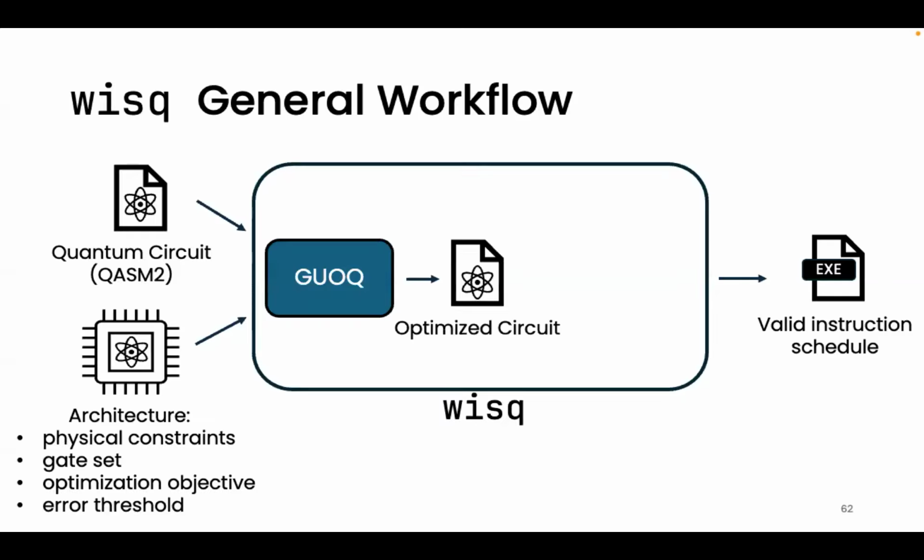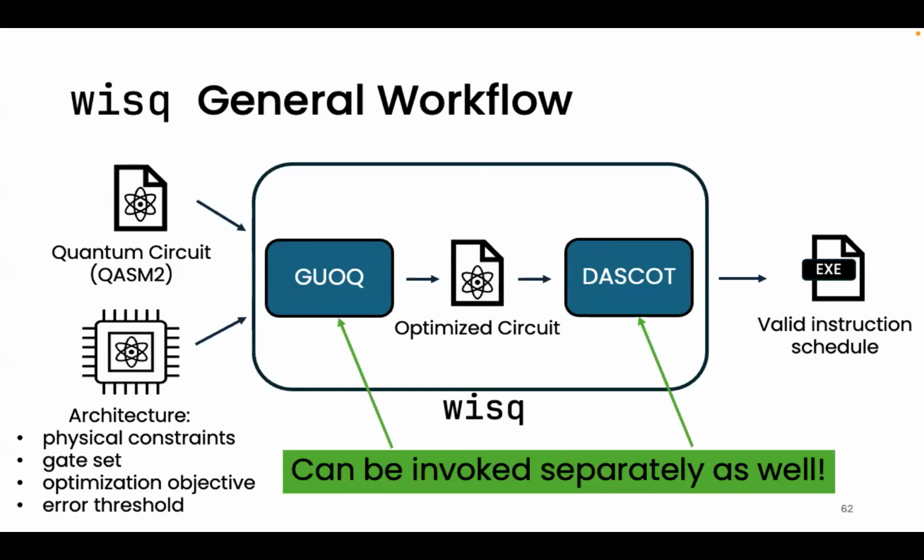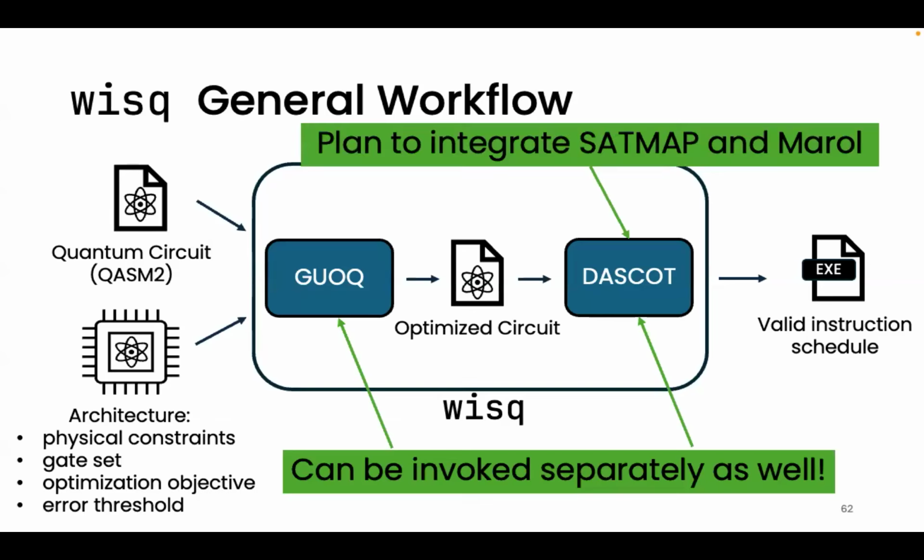And then the internals of the optimizer are pretty simple. It's just the optimization phase, which is GUOQ, followed by the mapping and routing phase. And it's mediated by just another QASM circuit in the middle. If you're interested in running either of these, you can invoke them separately as well. And then there are plans to integrate other solvers for mapping and routing. Great, and the output is the output from mapping and routing, which is no longer a circuit, it's more like a circuit that is scheduled throughout time.